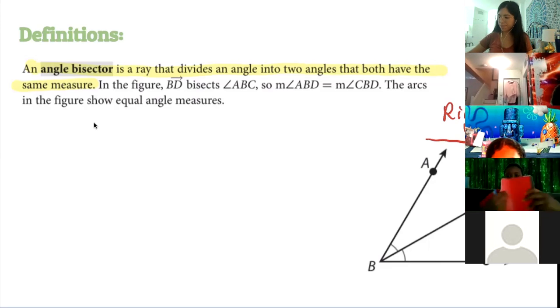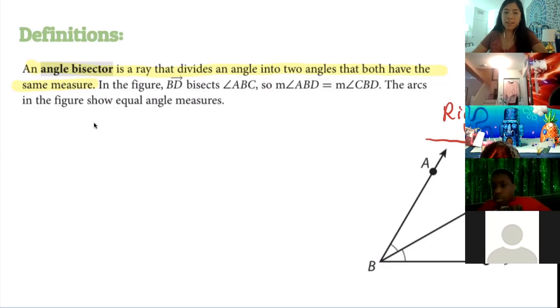Okay. Let's go ahead and understand what this is all saying. So remember, a bisector, like we said before, a bisector cuts something in half. So an angle bisector simply cuts an angle in half. That's all it's doing. So let's take a look at this figure over here.